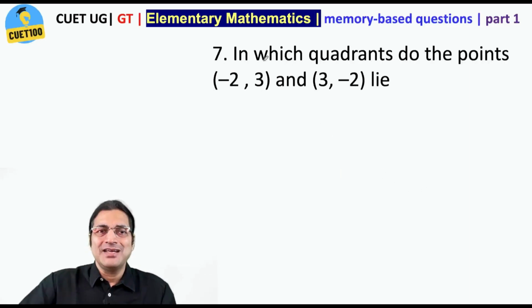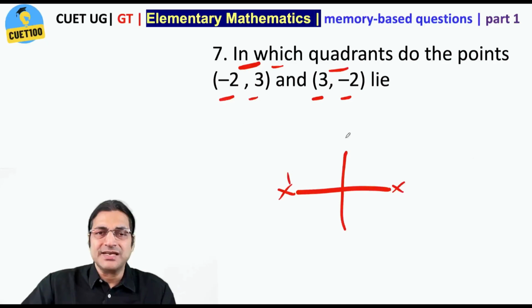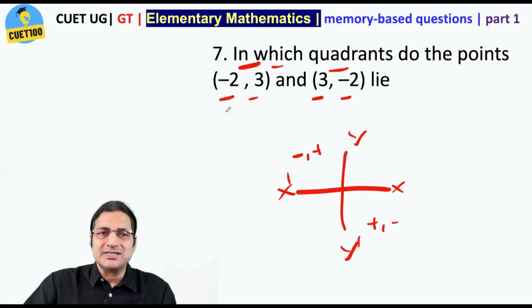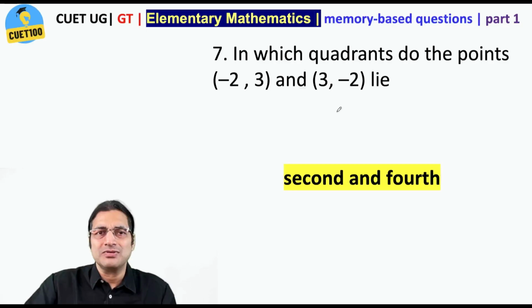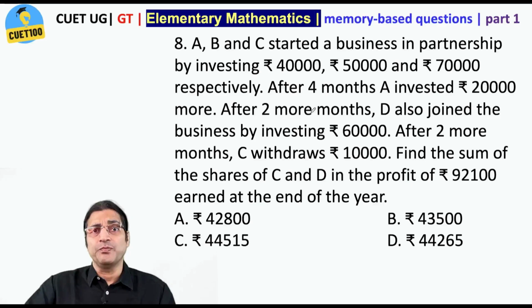All right. In which quadrants do the points minus 2, 3 and 3 minus 2 lie? All right. These are the 4 quadrants, right? X, x dash, y and y dash. So this is minus plus, and this is for plus minus. So this is the second quadrant, and this is the fourth quadrant, isn't it? Any doubt? There cannot be any. All right. Okay. Wow, such a big question.